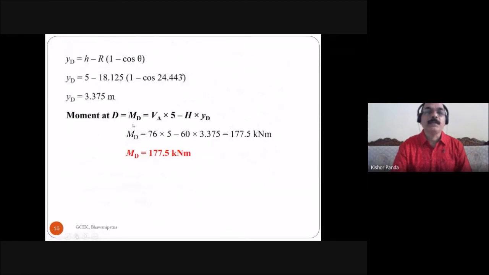The moment at D, MD, is equal to VA into 5 minus H into yt. So VA is 76 into 5, minus H, which is 60, into 3.375. So this is equal to 177.5 kilonewton meter. This is the moment at the point D.